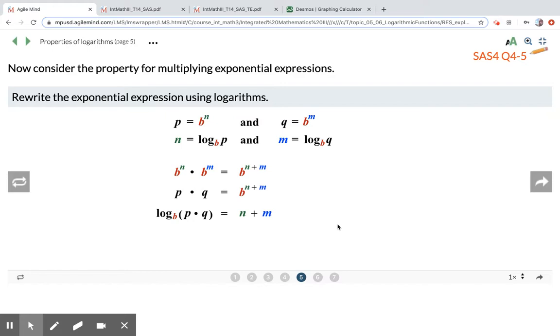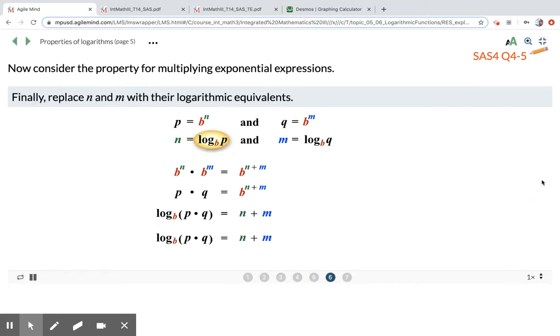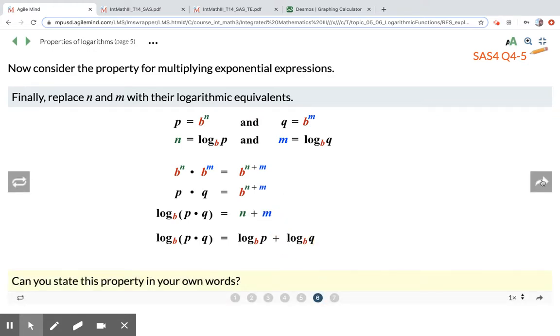I bet you can guess what we're about to do next because you see it up here, don't you? N equals, M equals. Yeah, you can tuck those in and replace them. So I'm going to do that. So instead of n, I'm going to put in log base b of p. And instead of m, I'm going to put in log base b of q. There we go. Look at what we have here. So we've done question 4. We're now ready to answer question 5.